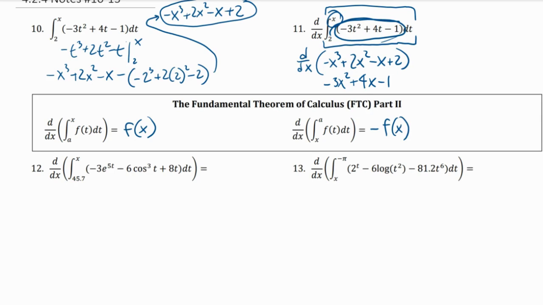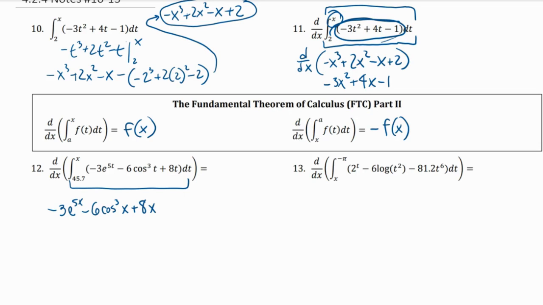So for number 12 and 13, now that you know the rule, as long as you understand that I'm taking the antiderivative and then I am taking the derivative. So think about, again, you're taking the antiderivative, you plug in x, you take the antiderivative, you plug in 45.7. Once you take the derivative of the 45.7 part, the derivative of any constant is 0. So when I plug in 45.7 into my antiderivative and then I take the derivative, that part goes away. So the only part that remains is going to be negative 3e to the 5x minus 6 cosine cubed of x plus 8x. And that's it.